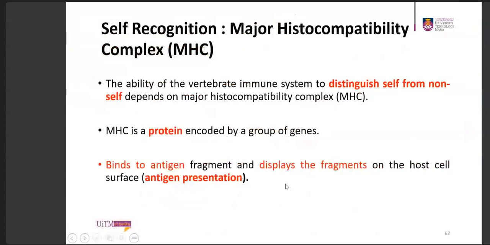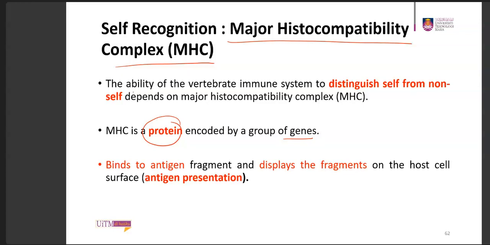Okay, so the MHC complex as I explained, kan. So MHC, major histocompatibility complex, it is a protein molecule. Okay, protein molecule encoded by group of genes. Ini dah belajar dulu kan, kalau untuk hasilkan protein mesti daripada gene dalam apa punya DNA tu. So daripada gene baru menghasilkan mRNA, through transcription, translation, hasilkan protein, which is the MHC.